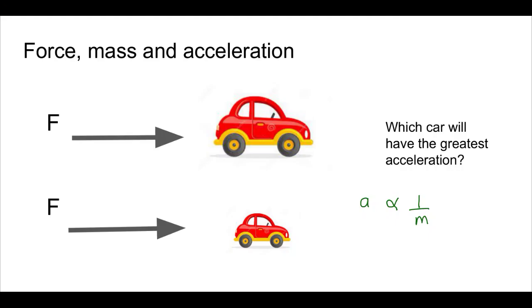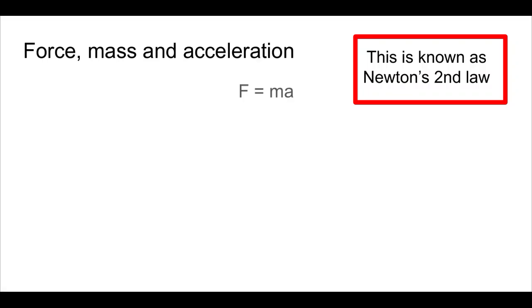Now, this is famously known in physics as Newton's second law. We'll have a look at Newton's first law later on, but we're going to do the second law first. It's a law that describes the relationship between the force, the mass and the acceleration. Let's have a look. It comes out to look like this.